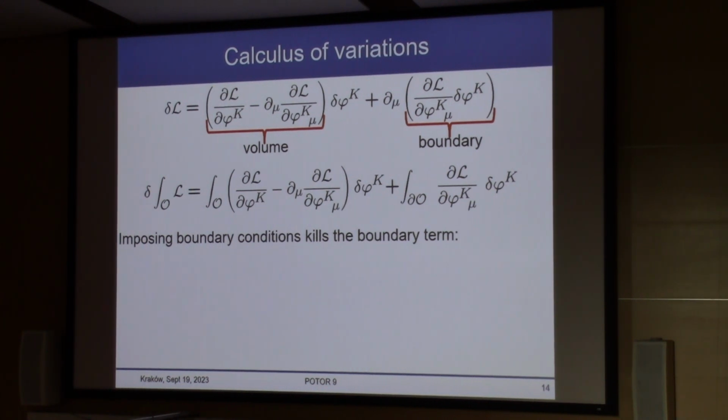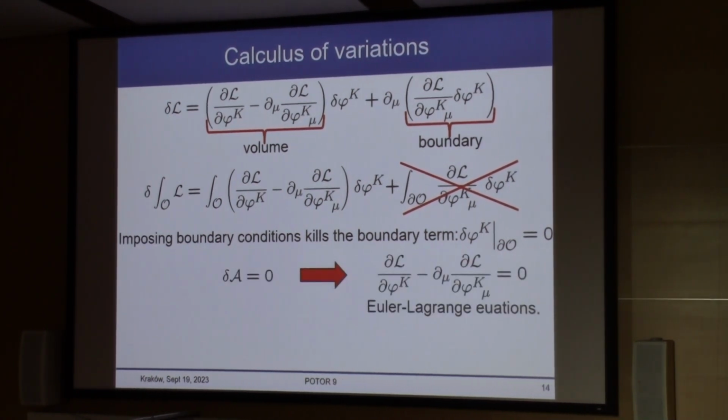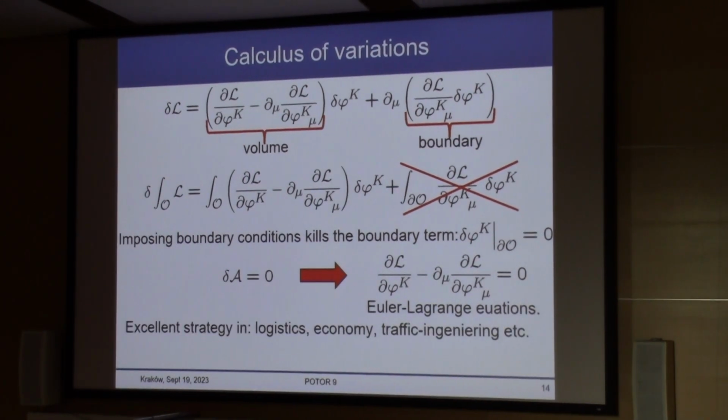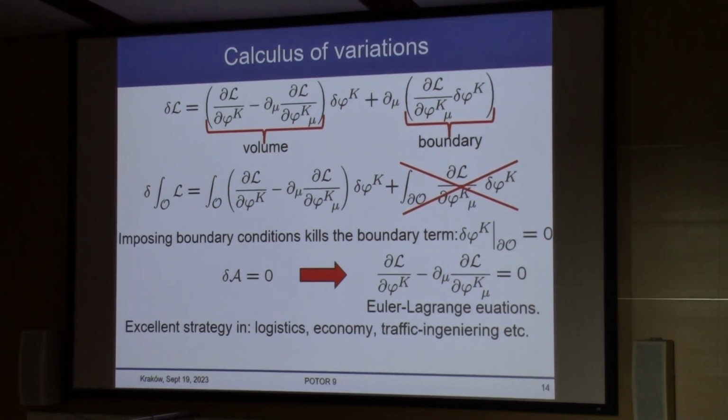Namely, we assume that we are looking for a minimum, not within the space of all field configurations, but only those which fulfill some boundary conditions, which means if phi is fixed at the boundary, its variation vanishes, therefore the boundary part vanishes. And of course, this way we obtain the Euler-Lagrange equations, and it is an excellent strategy in logistics, economics, traffic engineering, and so on, whenever field equations are elliptic. And now I am going to show you that in hyperbolic field theories, this procedure is nonsense.